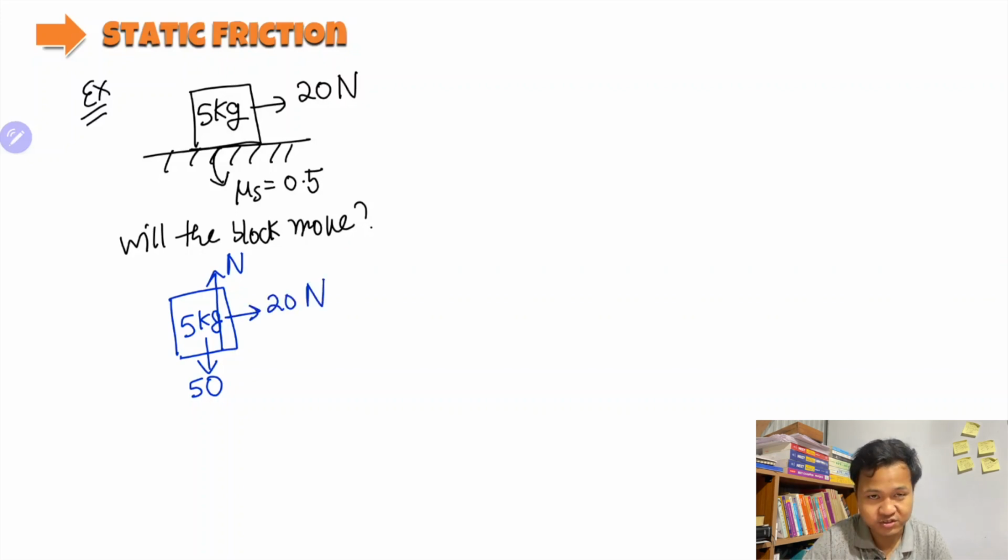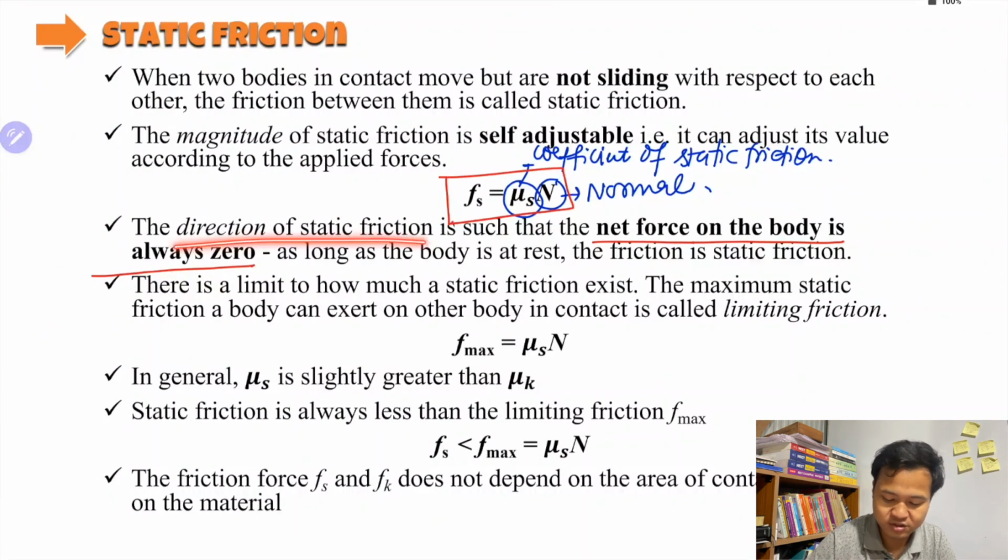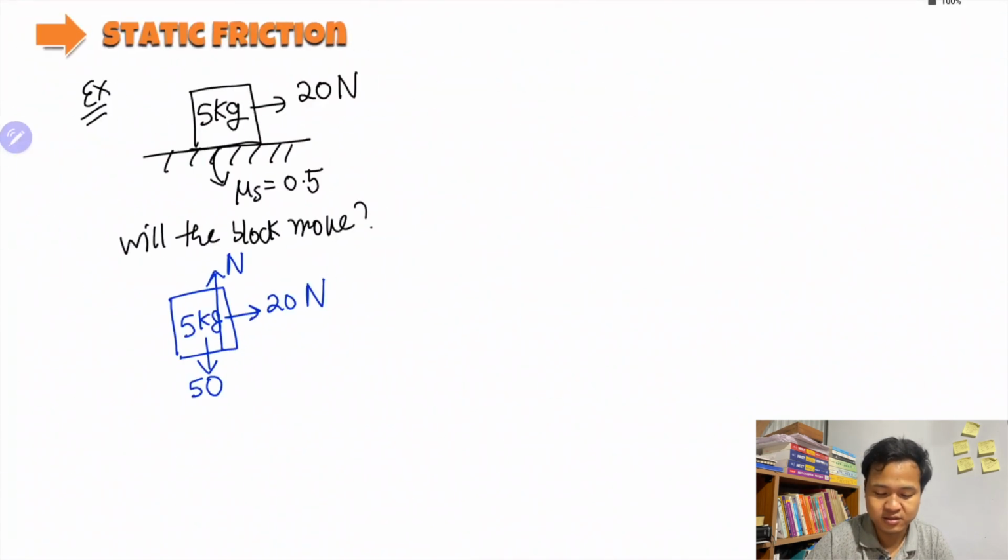Now the block is at rest, so what is the direction of static friction? The direction of static friction is such that the net force on the body has to be 0. Net force 0 means the body is at rest. Static friction is defined only if the body is at rest. Since there is an external force, the friction should be in the opposite direction, so static friction is along this side.